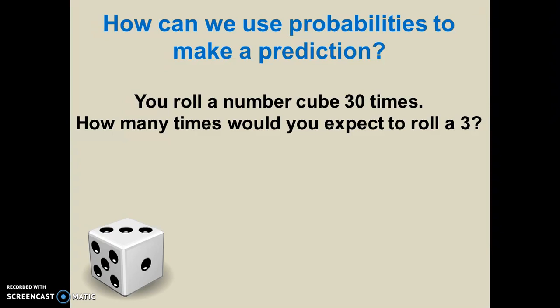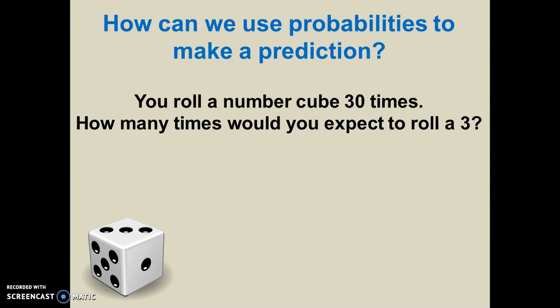Well, we know that if you actually roll the number cube 30 times, the results may or may not match up with what you would have expected based on the theoretical probability. But since we're making a prediction before we actually do the experiment, we're going to use the theoretical probability to help us predict how many times we would expect a 3. So first, think about what the theoretical probability is.